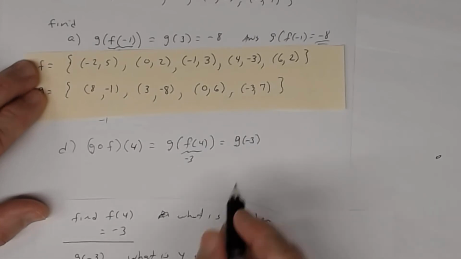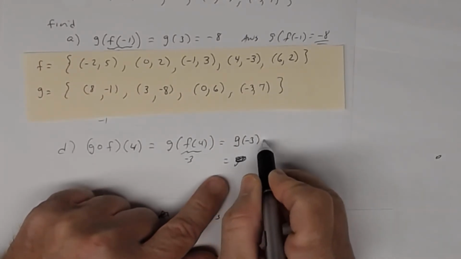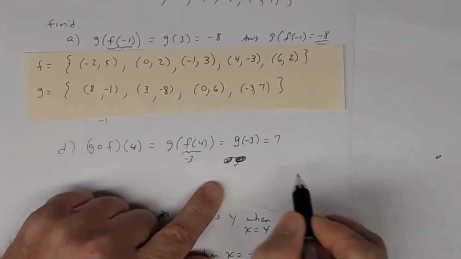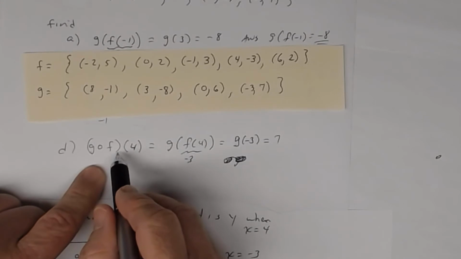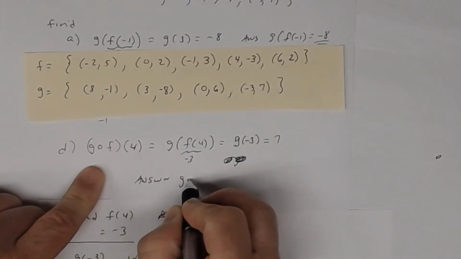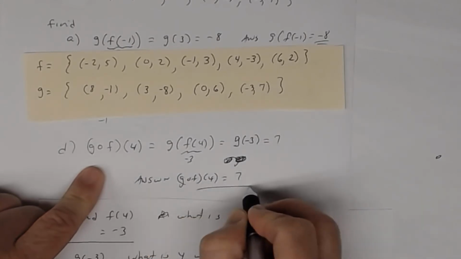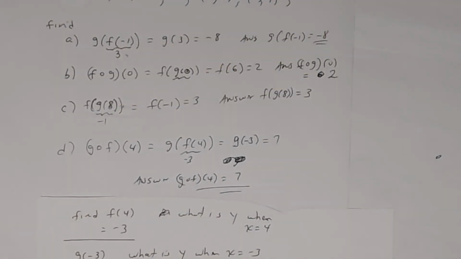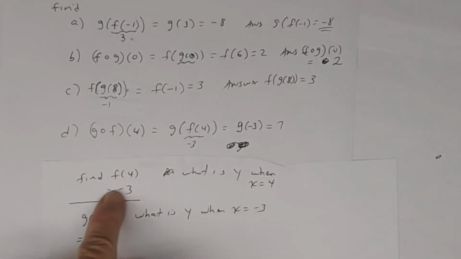And so therefore, this right here becomes 7, right? We'll take this away. That becomes 7. And so therefore, g composed with f at 4, your answer, is equal to 7. All right, and so that was number 2. It's not difficult at all, as long as you understand what all this means right here.